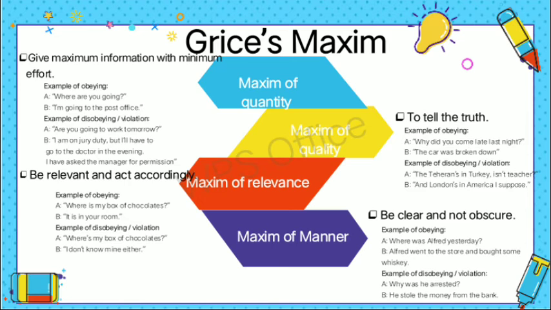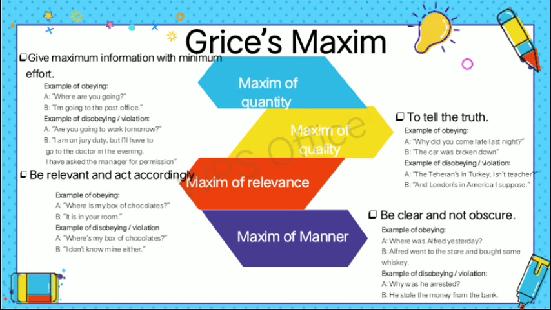Number 4 is the maxim of manner. This requires the speaker to avoid obscurity of expression and ambiguity. So the maxim of manner demands the speaker to be brief and orderly, when one tries to be as clear, as brief, and as orderly as one can in what one says, and where one avoids obscurity and ambiguity.